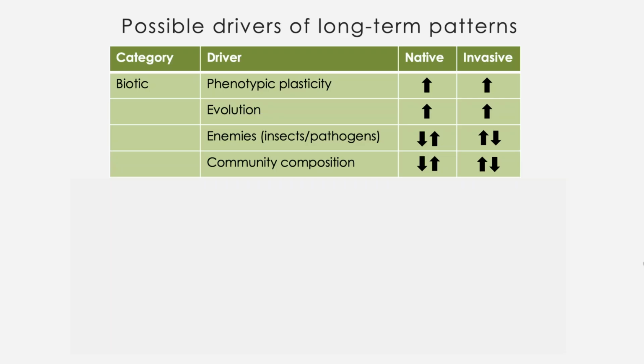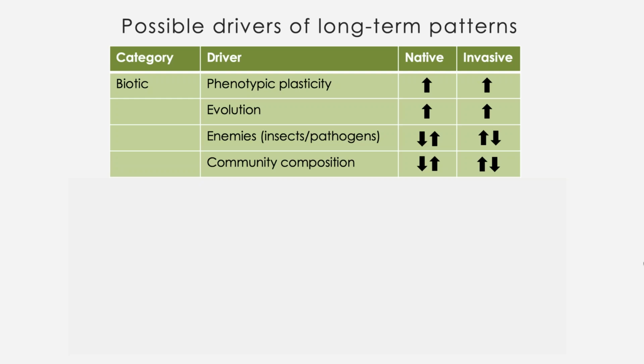So what I've done is to pull together some of the possible drivers of long-term patterns. And many of these ideas come from David Strayer's 2006 paper in Trends in Ecology and Evolution, where he was thinking about some of these same ideas. And so what I'm showing here are some possible biotic drivers, including phenotypic plasticity and evolution, which we would both think would have positive effects on native and invasive species during the invasion process. For example, a native species that's more phenotypically plastic may be better able to tolerate an invader.